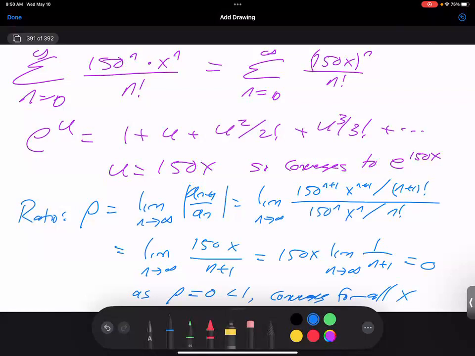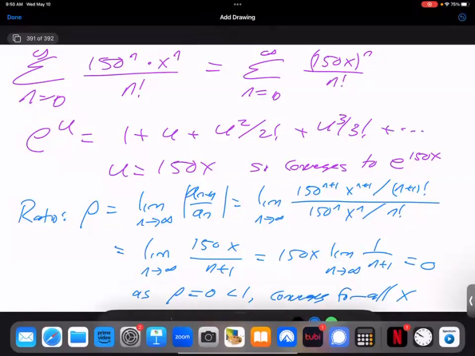And so you could do this with the ratio test, but it's a little bit more work. All right, so I'm going to stop it here.